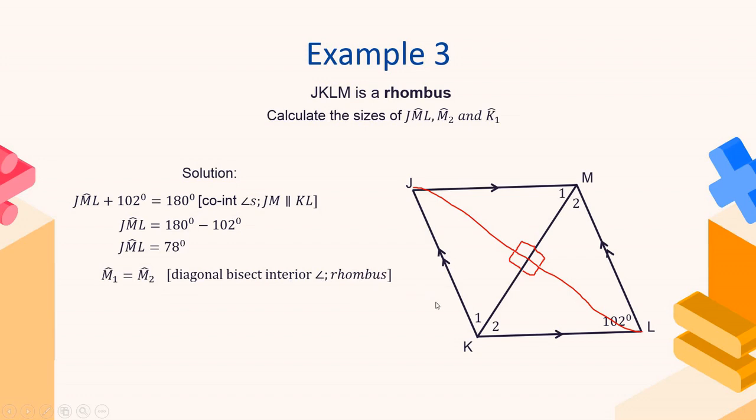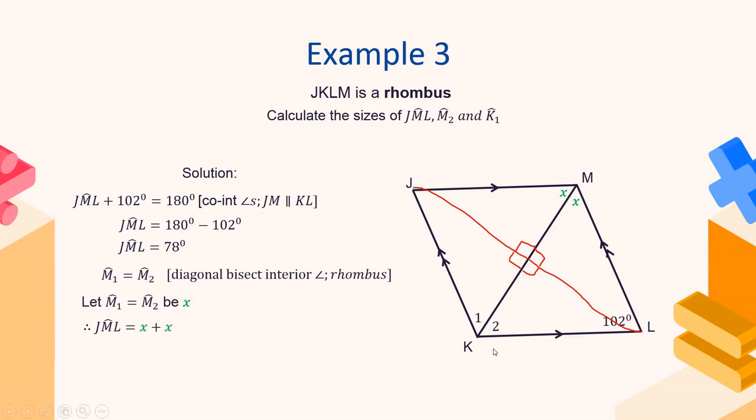So now that we know that, how do we go about solving for M1 and M2? We can work with M1 and M2 just as it is, but I find it easier if we call it a variable, something like x. So if I let M2 equal x, surely M1 is equal to x, right? Because M1 is equal to M2. So if I say let M1 equal to M2 be x, then what does this mean? It means that the whole of angle JML is equal to x plus x.